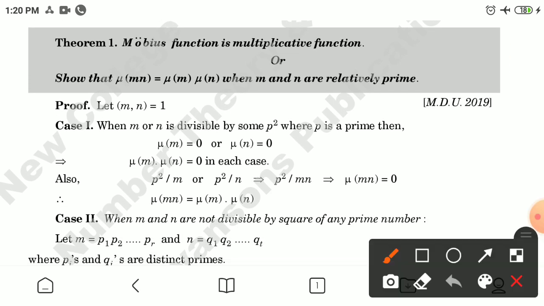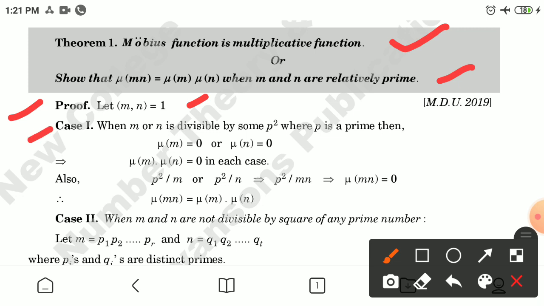Now taking the theorem: the Mobius function is a multiplicative function, or in the second statement, show that mu(mn) is equal to mu(m) into mu(n), where m and n are relatively prime numbers. For the proof, let m and n be relatively prime, that is, the greatest common divisor of m and n is equal to 1.